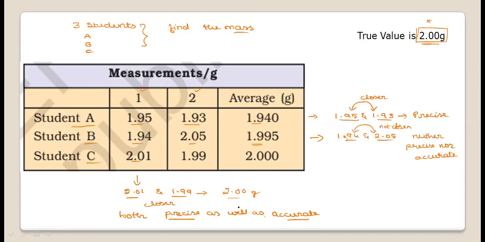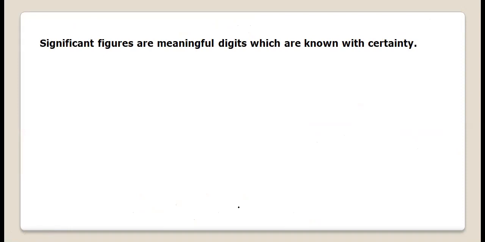By understanding this, now we'll learn what are significant figures. Significant figures are the meaningful digits which are known with certainty. Each value counted as a significant figure is a meaningful digit and it is known with certainty. How to measure significant figures with the rules, we'll observe in the next class. Thank you. We'll continue in our next class.